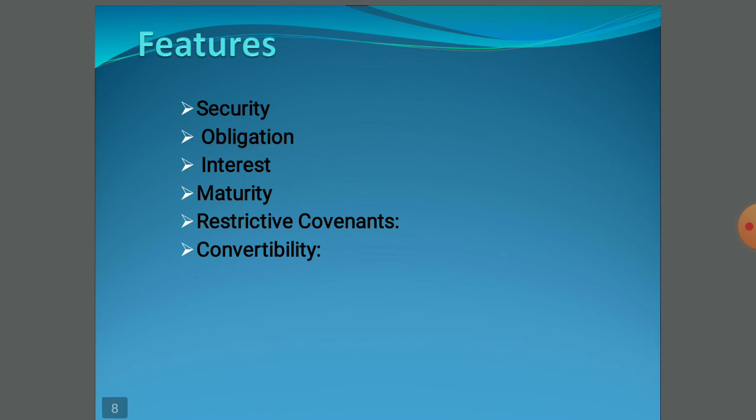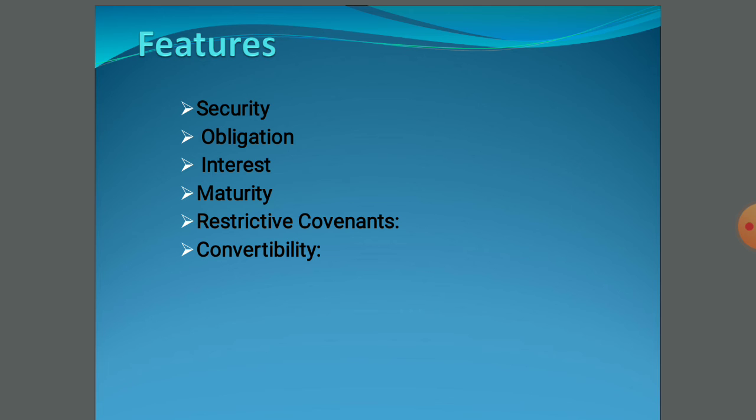Now, what are the features? The first feature is that term loans get security from the organization. It is similar to debentures. When we issue a term loan, we have to give some of our assets in the form of collateral security. The next feature is obligation. That means the company has to mandatorily pay the interest to the institutions or the banks from where they have taken the loan.